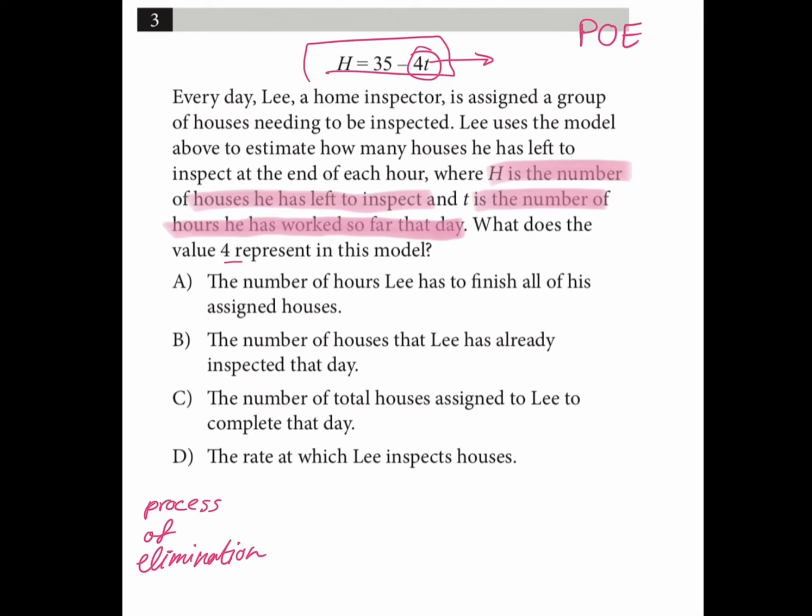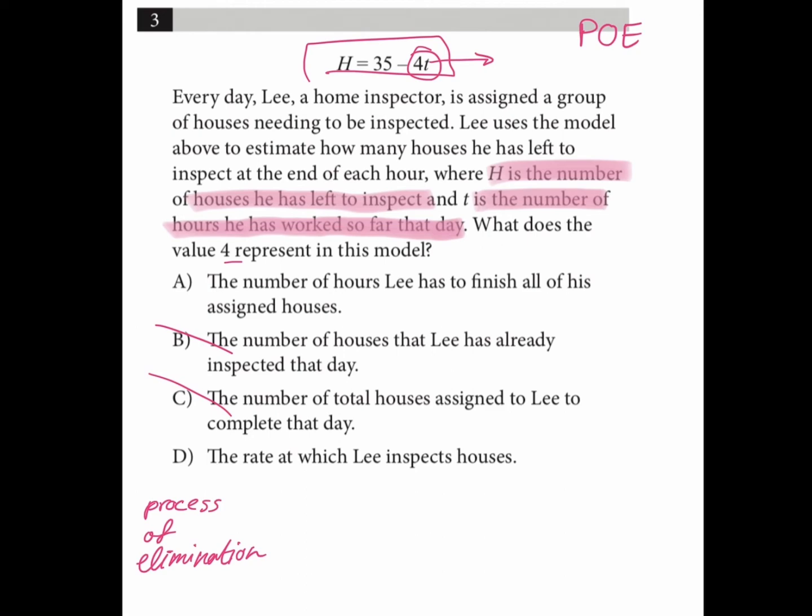So for example, answer B, the number of houses, has nothing to do with time, so we can get rid of that. And C is the number of total houses. We can also get rid of that because it has nothing to do with time. So we have our answers slimmed down to either choice A or D. So let's take a look at A first. The number of hours Lee has to finish all of his assigned houses.